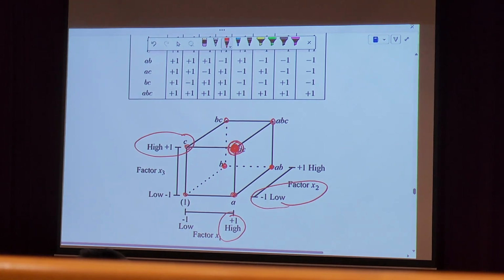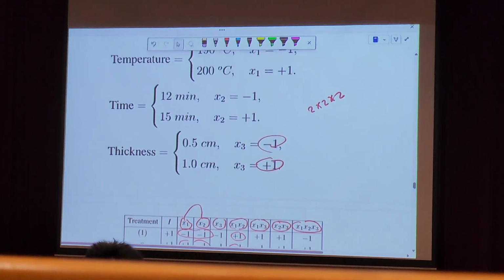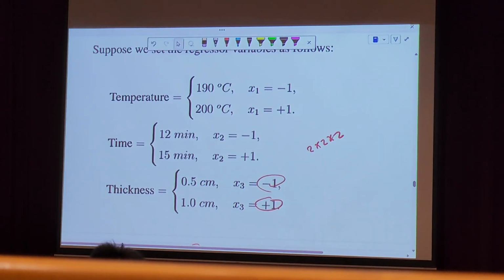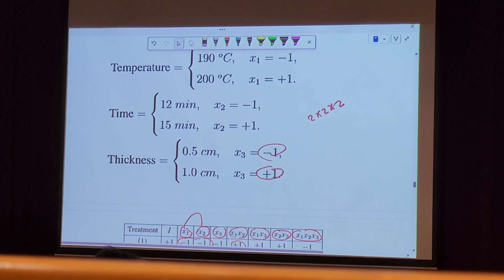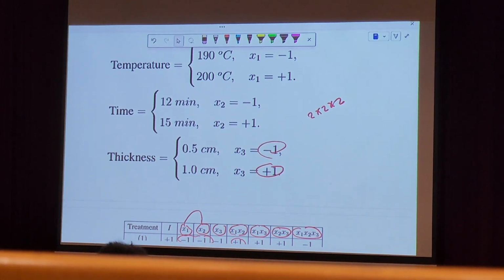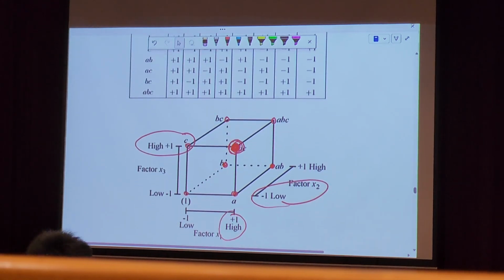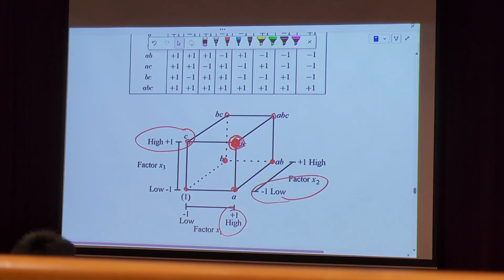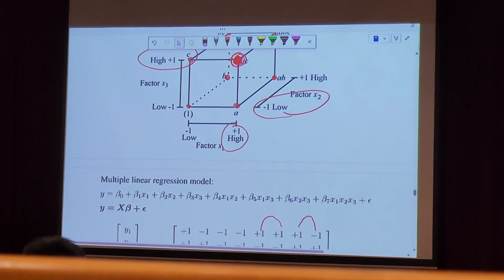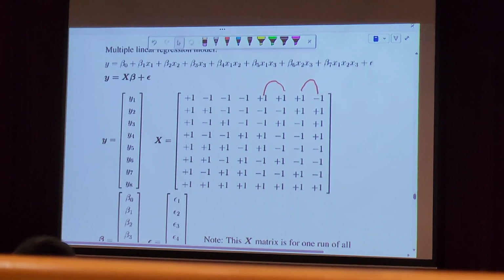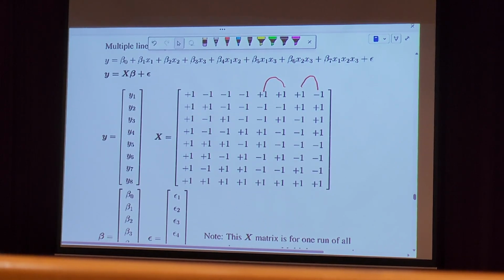And what does that mean? I can go back to this, high means 1. So after that, I would have mastered my skill, I know I need this temperature, this time, this thickness, and that will be the best cookie. All the other settings, maybe not that good. Alright? So that is the idea of experimental design, and that is when these orthogonal regressor variables come in.